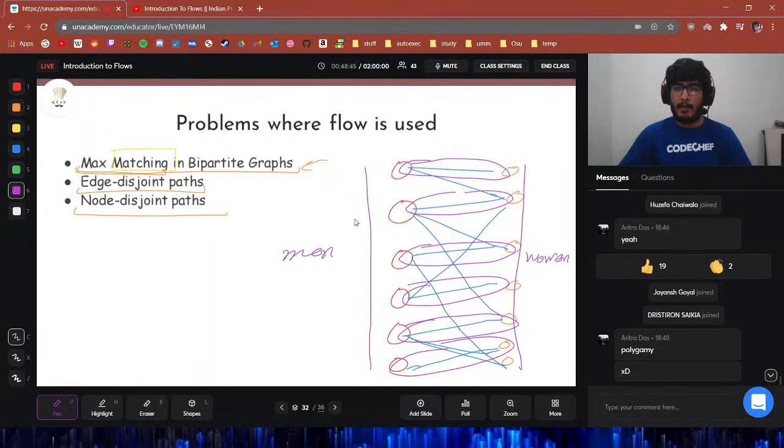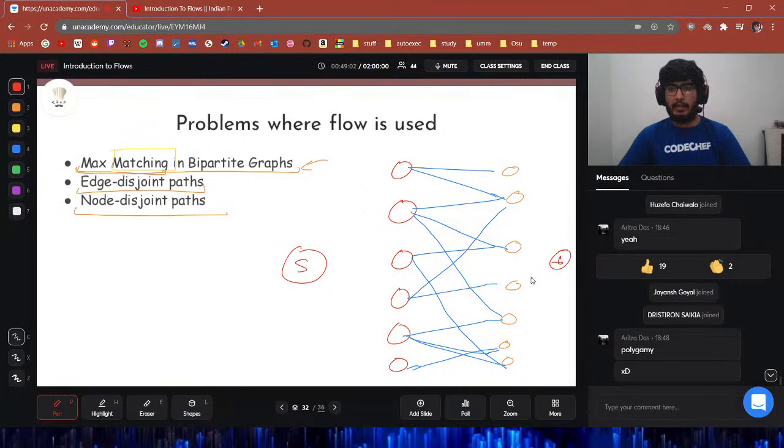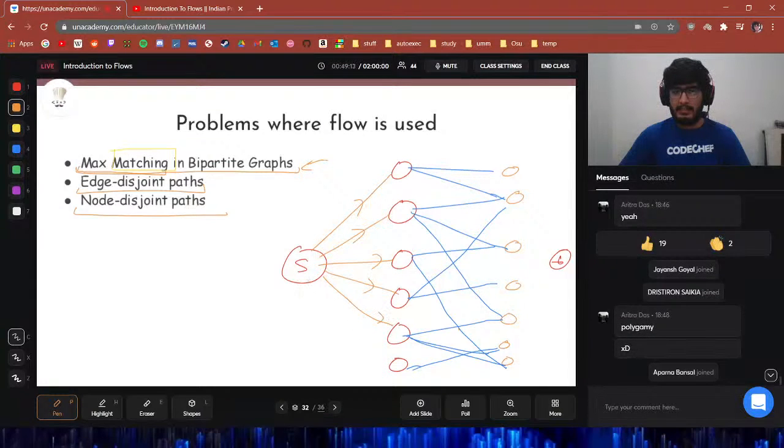So how to model this as a flow problem, let me go back. We are going to create a source node here, let me use red. Here is a source node and here is a destination node. These are two dummy nodes that we are going to create. These are not actual nodes in the problem. Then we are going to add one edge from the source node to each man, which has capacity 1. We are going to add a pipe of capacity 1 from the source to each man.